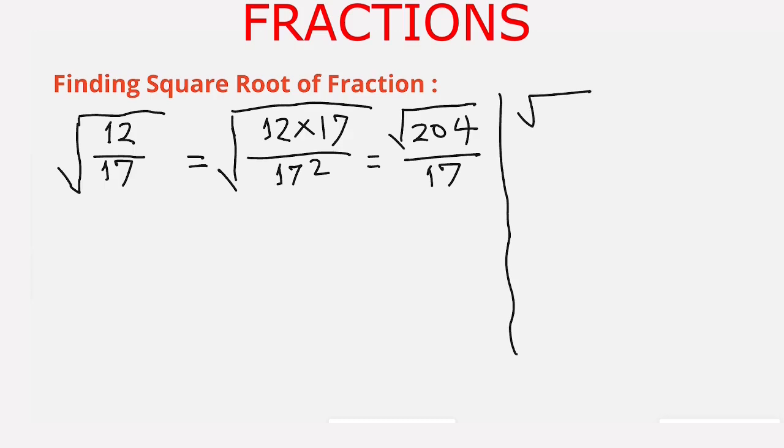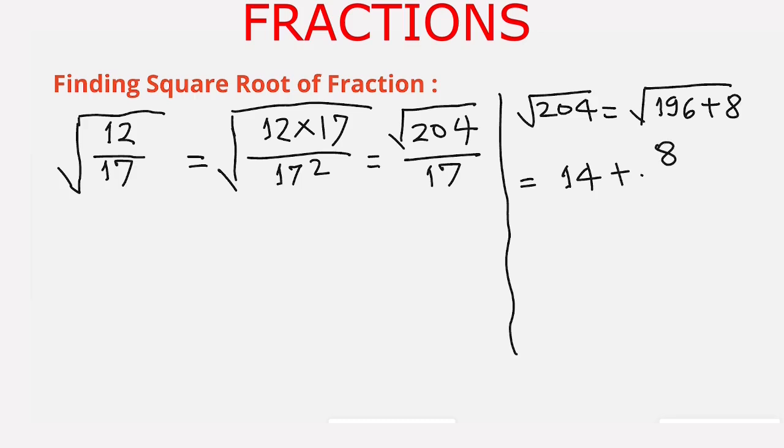The square root of 204 is equal to, the nearest perfect square to 204 is 196. This will be 196 plus 8, and this is equal to the square root of 196 is 14 plus 8 upon double of 14 is 28. 4 divides 8 for 2 times and 28 for 7 times. This is equal to 14 plus 2 upon 7. As 2 is not divisible by 7, so we put a decimal.